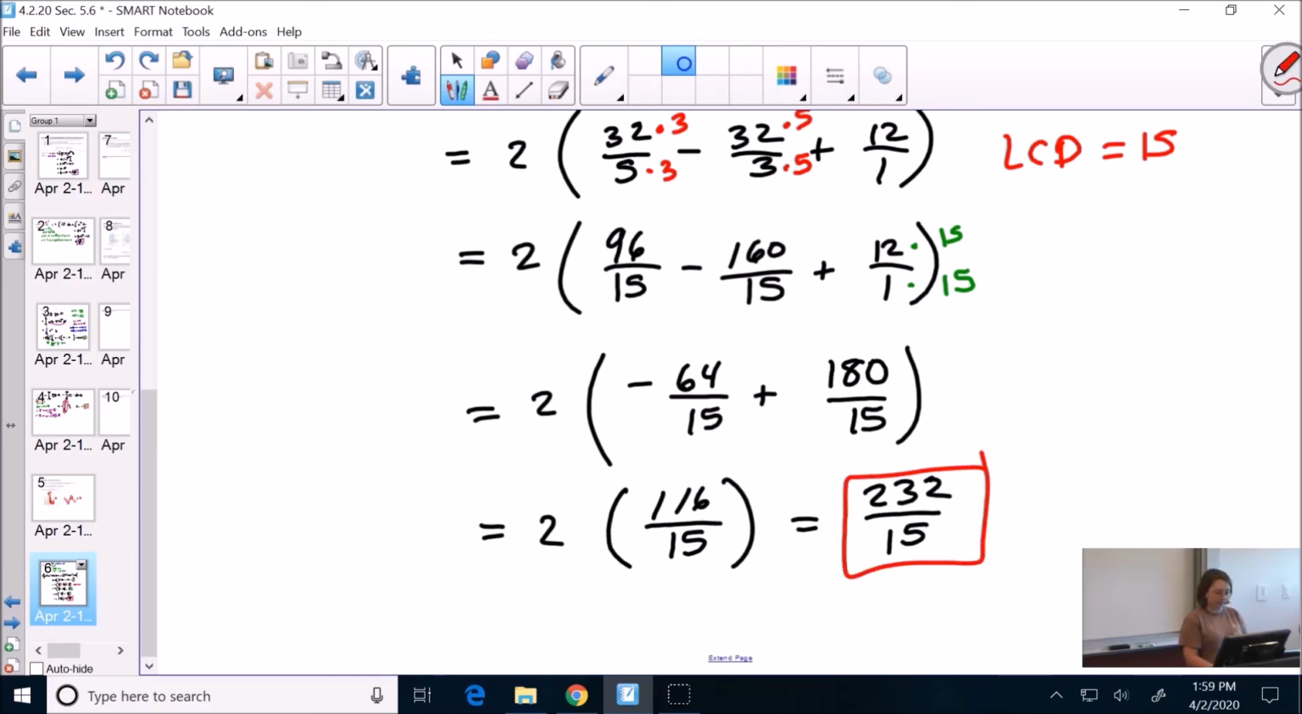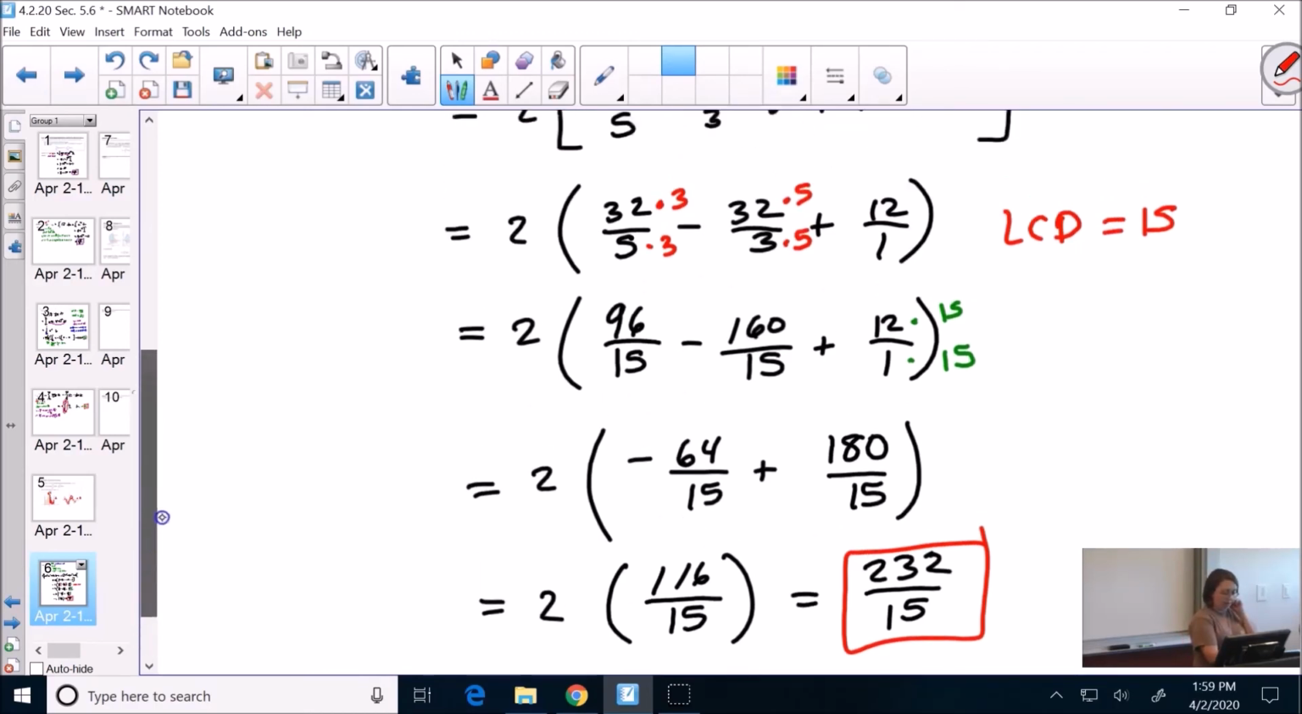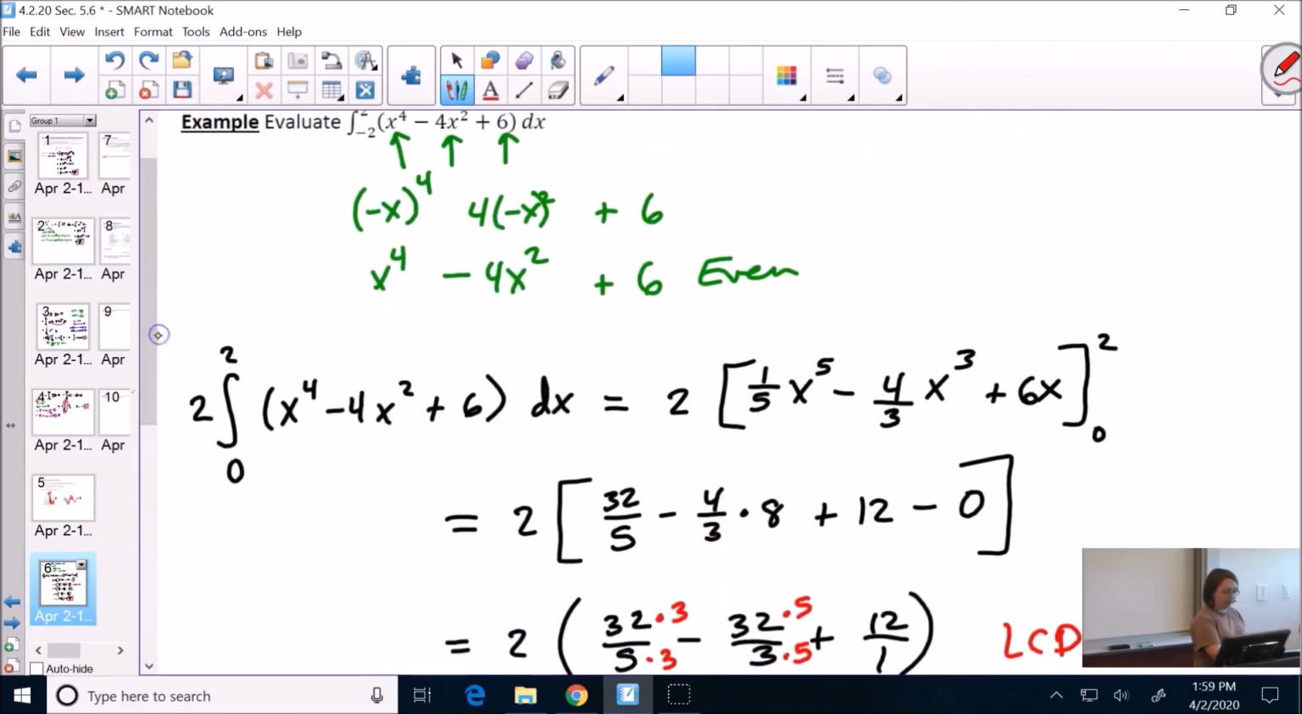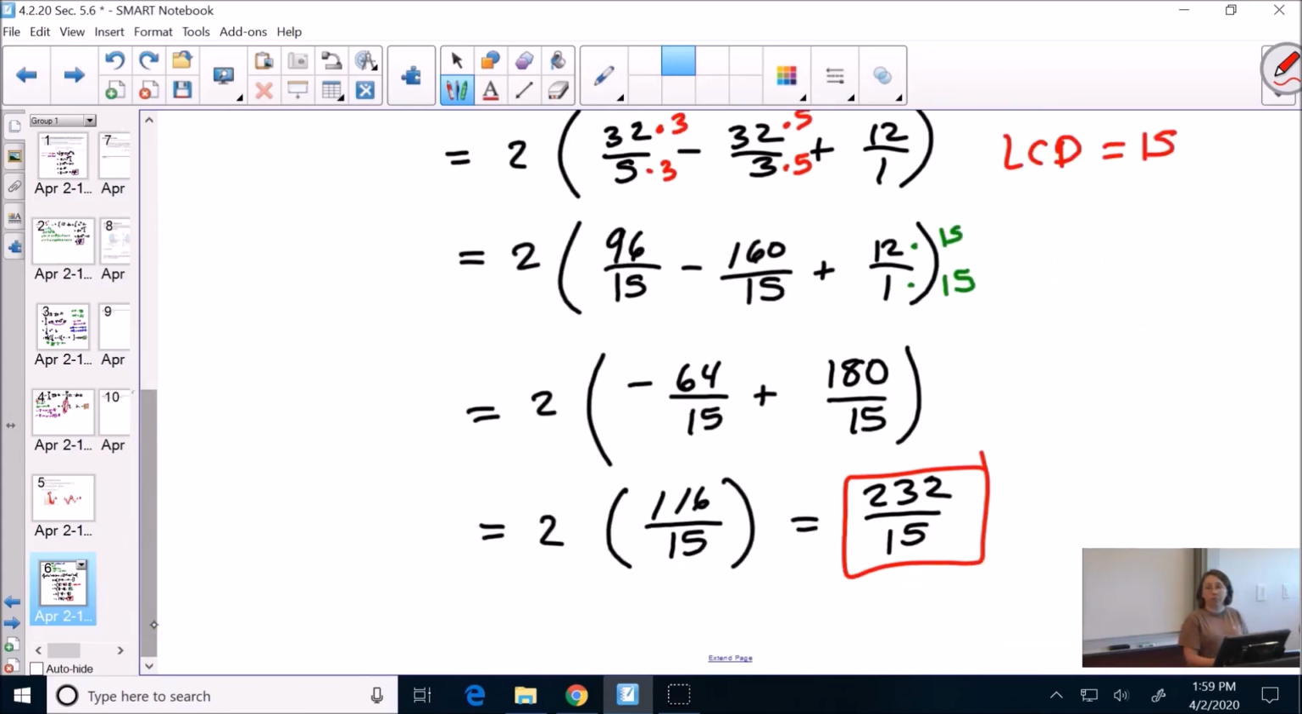Those fractions. I already forgot what we were doing. Oh yeah, even. Okay, so then that would be the integral, because this is an integral.